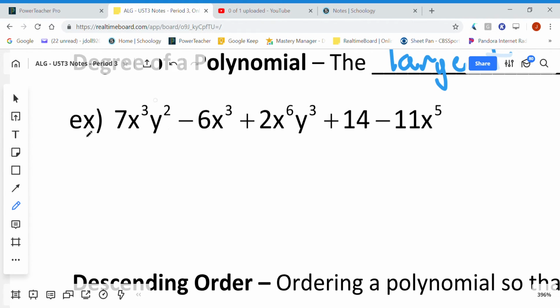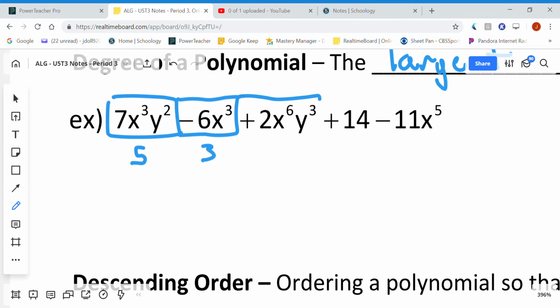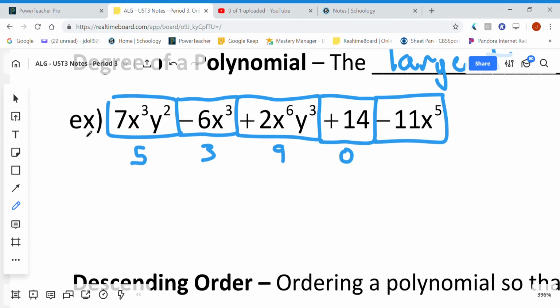So when we look at this first term, it has exponents of 3 and 2, so the degree here would be 5. And then we look at the second term, negative 6x to the third. Well, the only variable exponent here is 3, so that degree is 3. Then I'm going to look at my next term here, 2x to the 6th, y to the third. 6 plus 3 is a degree of 9. Now, 14 has no exponent. If we have no exponent, that's really like having an exponent of 0 power. So a constant will always have a degree of 0. And my last one, negative 11x to the 5th, well, there's only 1, so I'd have a degree of 5.